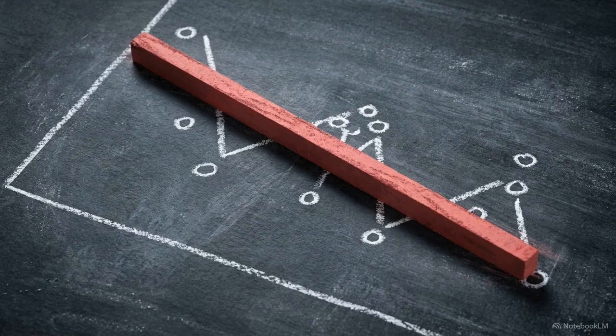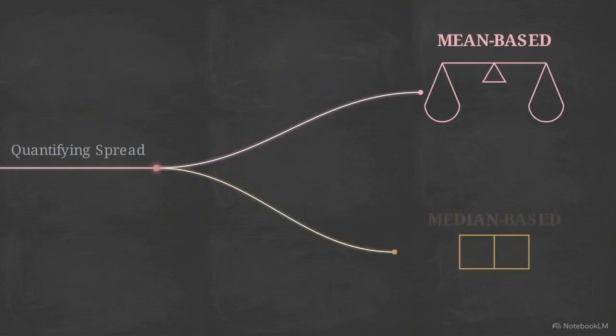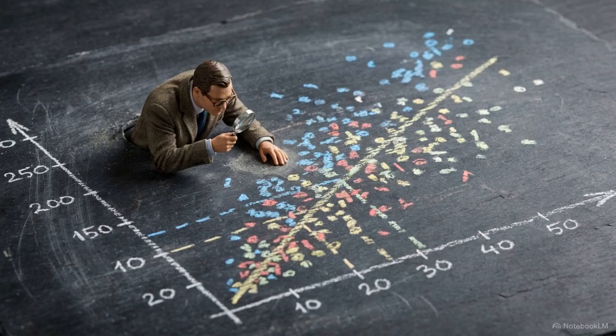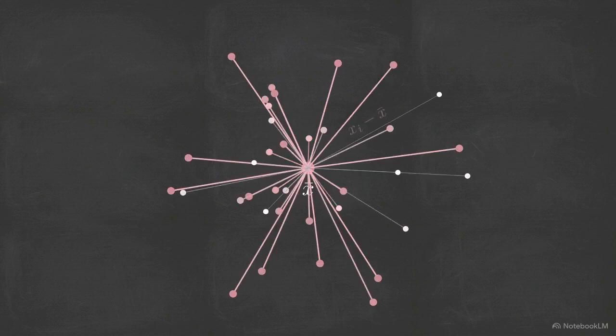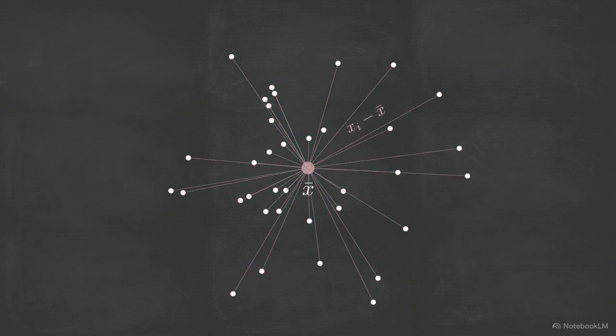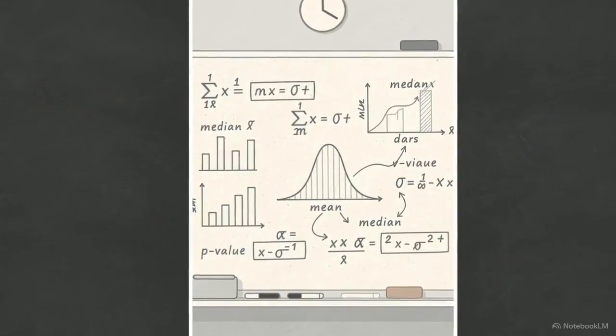Analysts typically use two primary frameworks to quantify this spread: the mean-based approach and the median-based approach. Utilizing both is the only way to ensure an analyst isn't being manipulated by an isolated top-line average. The mean-based approach aims to find the average distance of every single data point from the central mean. This is the formal mathematical architecture for population variance and standard deviation.